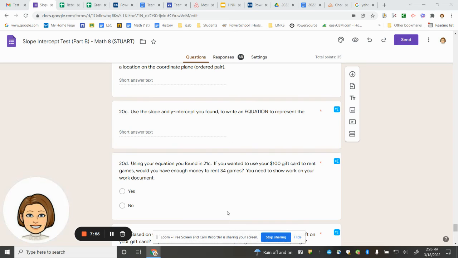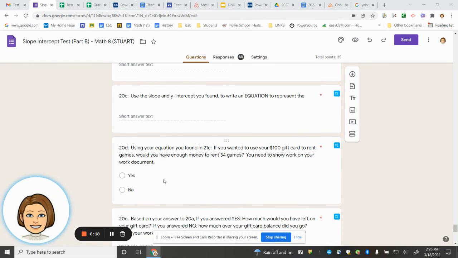Using your equation you found in 21C, if you wanted to use your $100 gift card to rent games, would you have enough money to rent 34 games? You need to show your work on your work document. So using the equation you have in 20C, plug in 34 into the X. Do you have enough if you have $100? Or is it going to cost more than $100? If it costs more than $100, you would check no. If it costs less than $100, you would check yes.